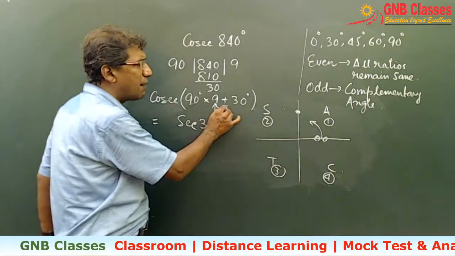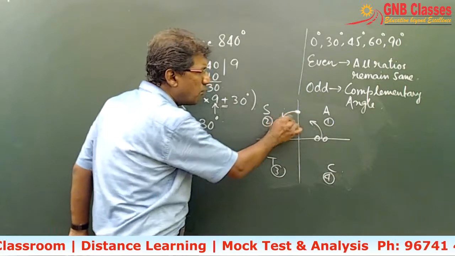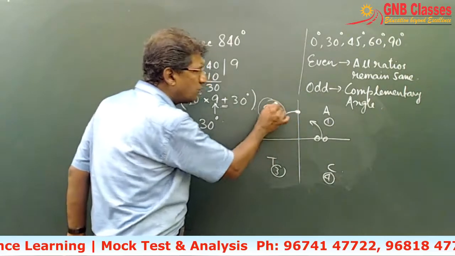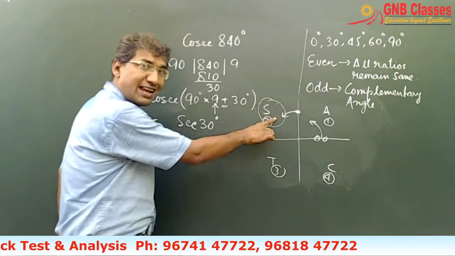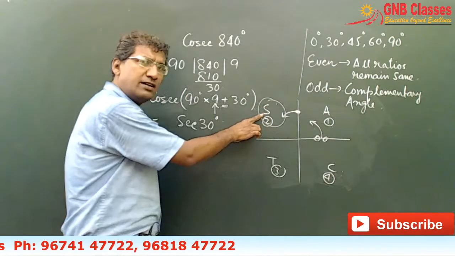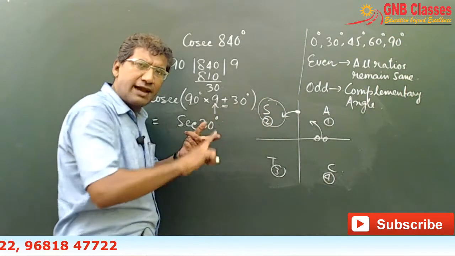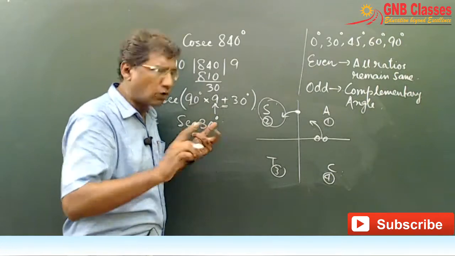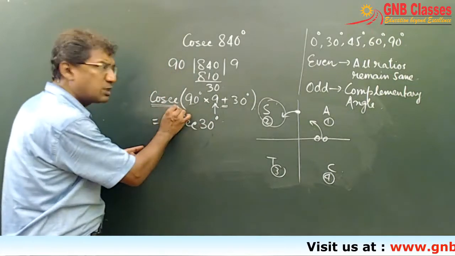And then we have a plus sign. Plus sign means move forward. So which quadrant are we falling in? In the second quadrant. In the second quadrant, sine is positive. If sine is positive, then cosec is also positive. So in this case, your cosec is positive.